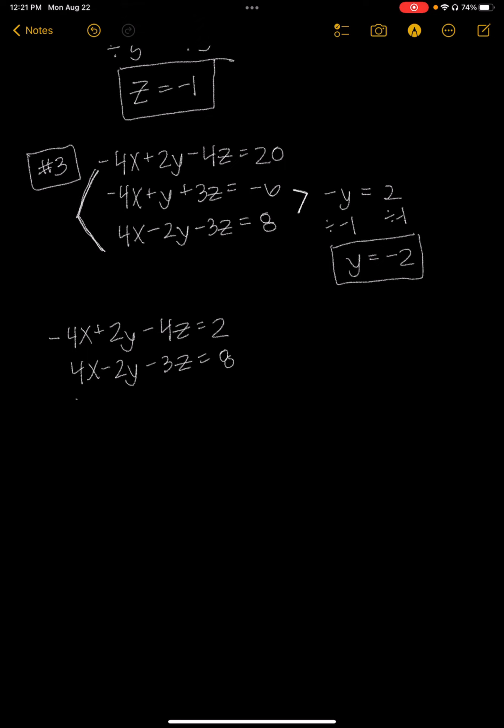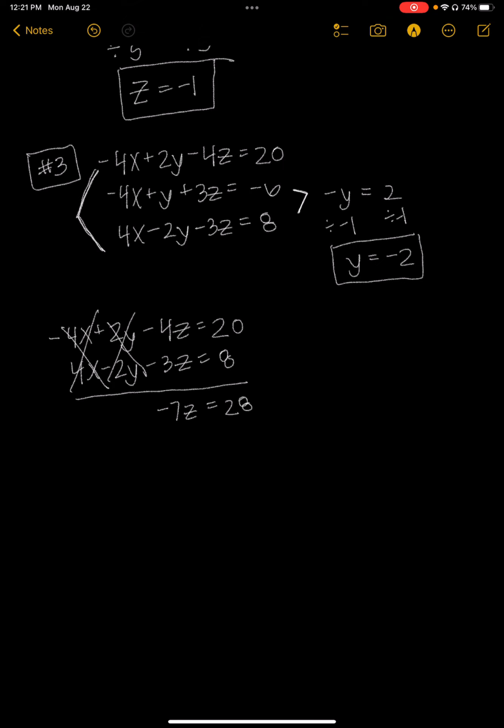All right, so now we can add them together. We got a -4x and a +4x, so those cancel out. And then we have a +2y and a -2y, so those cancel out as well, which makes it a little bit easier. And then we have a -4z and a -3z, which gives me a -7z. And then 20 and 8. Oh, I'm sorry, this was a 20. There we go, that makes more sense. 20 and 8 gives me a 28.